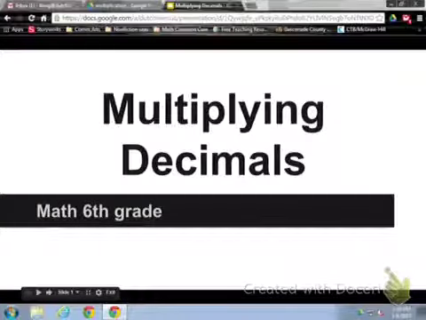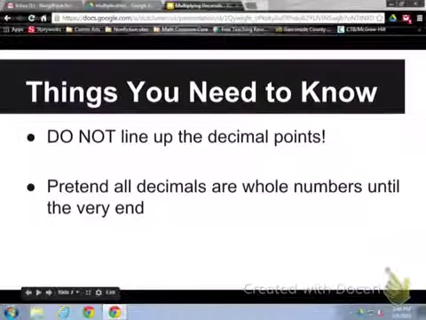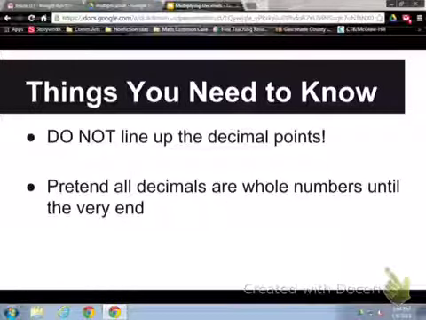Multiplying decimals is what we're going to talk about today. Now, some things you need to know about multiplying decimals is that you do not need to line up the decimals. It only causes you more work when you do. So, best thing to do is to pretend that all decimals are whole numbers until the very end. Then you can worry about what to do with the decimals.